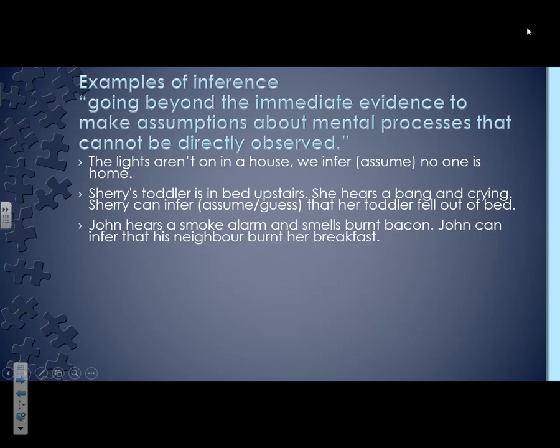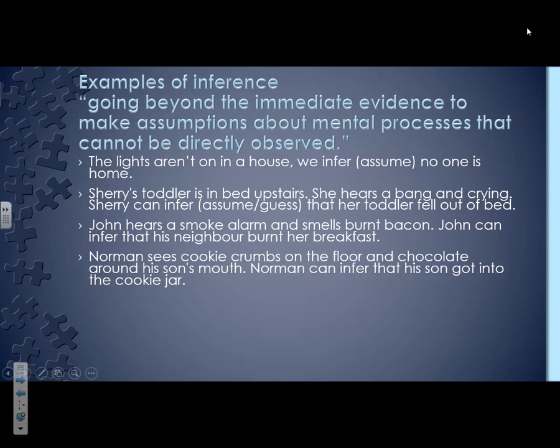Same with John hearing a smoke alarm and smelling burnt bacon. John can infer that his neighbour has burnt his breakfast, especially if it's 8:30 in the morning or 8 o'clock in the morning. John hasn't directly seen his neighbour burn his breakfast, but because of the information, the smell of burnt bacon, the alarm going off, and the fact it's 9 o'clock in the morning or 8:30 in the morning, he can make a good assumption it's probably his breakfast he's burnt.